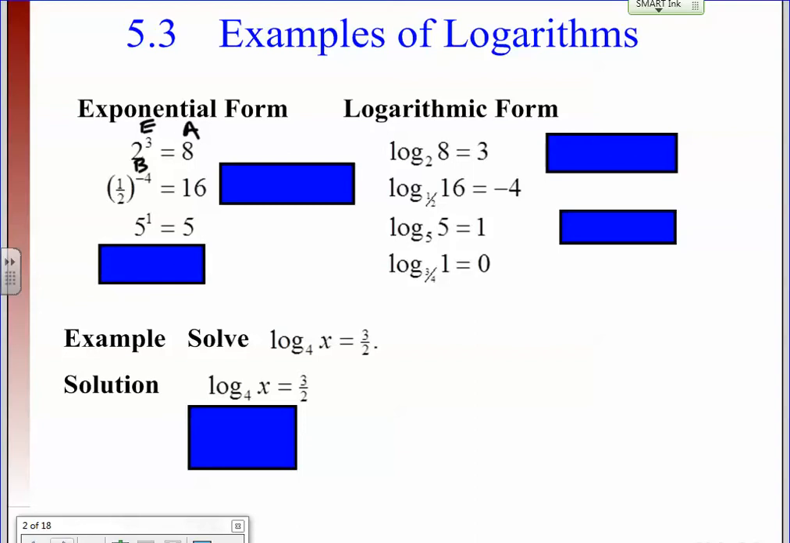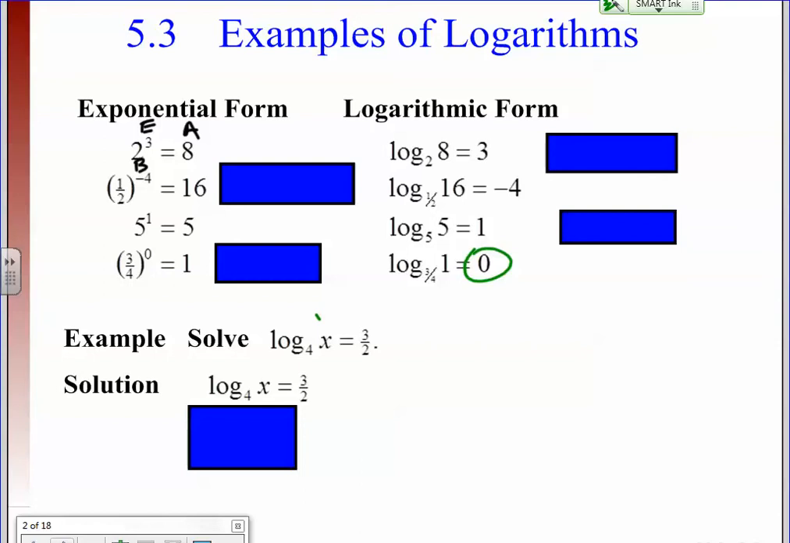Going back the other way from a log to an exponential form, the base is 3/4. So we're going to start with 3/4. What's our exponent? Our exponent is the answer to the log problem, so it's going to be 3/4 to the 0 power, and of course that always equals 1. That's why the argument is 1 in that problem. Your homework will have problems like this, where you'll have to go back and forth between the log and exponent forms.